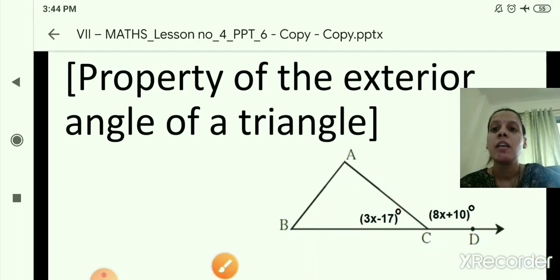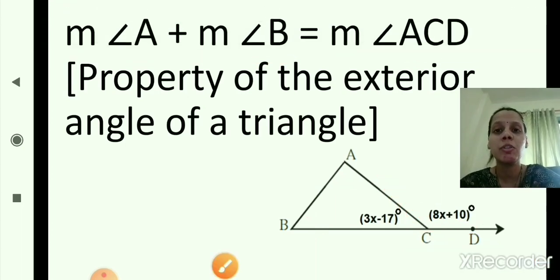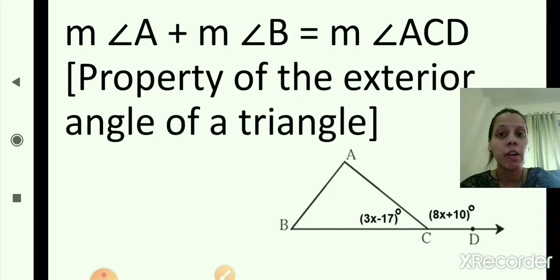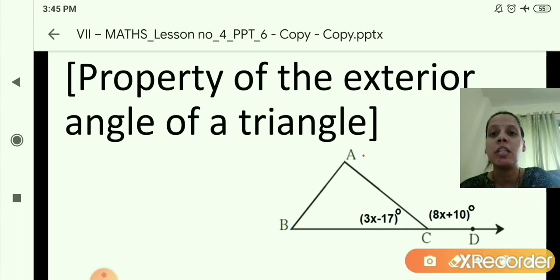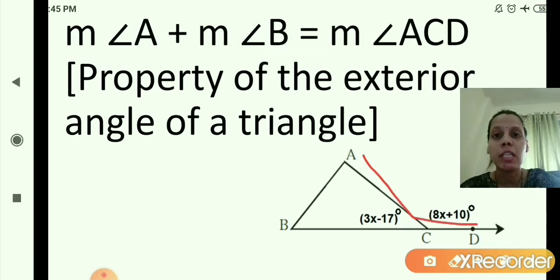Now I hope you understood this. Angle A plus angle B is equal to the measure of angle ACD, by the property of the exterior angle of a triangle. The measure of an exterior angle of a triangle is equal to the sum of its remote interior angles. So this ACD is an exterior angle of triangle ABC, and the remote interior angles are angle A and angle B. So angle ACD is equal to the measure of angle A plus the measure of angle B.